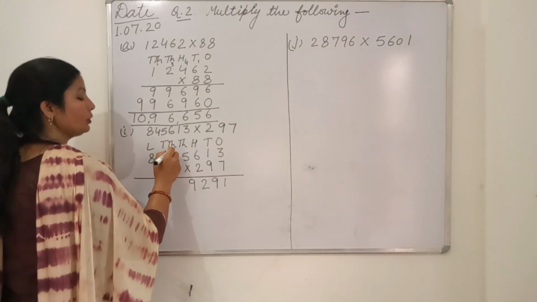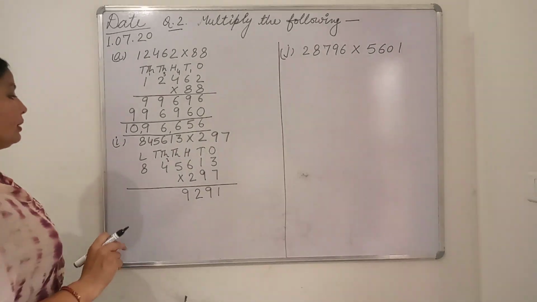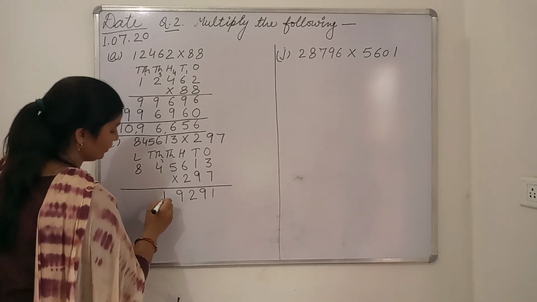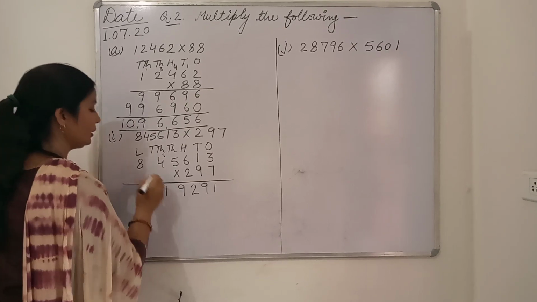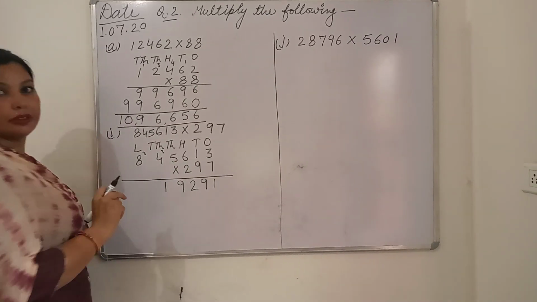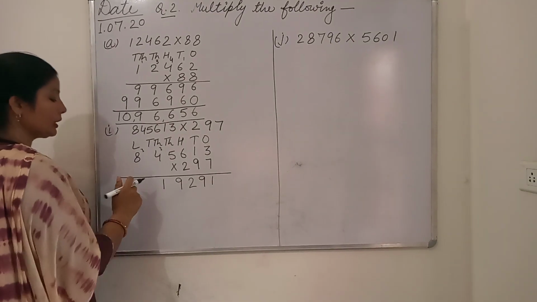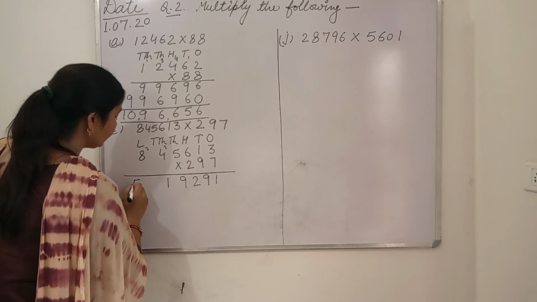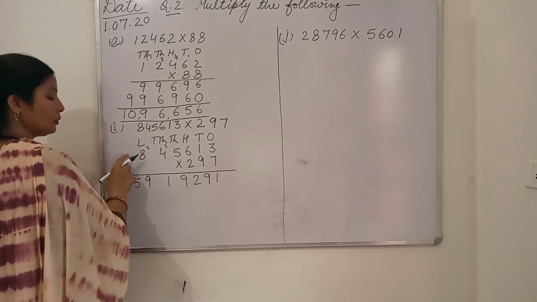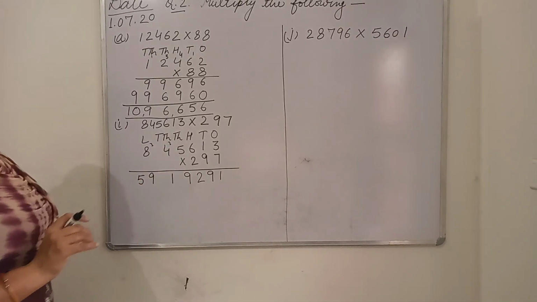Now 3 goes carry. 7 fours are 28. 28 plus 3, 31. 3 goes carry. Now 7 eights are 56. 56 plus 3, 59. We write complete 59 here because this is the last digit. After that we don't have any digit.